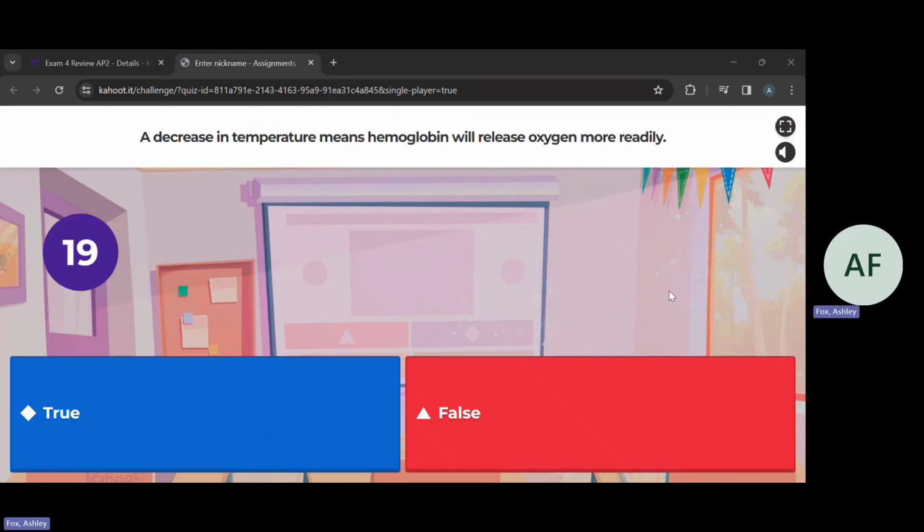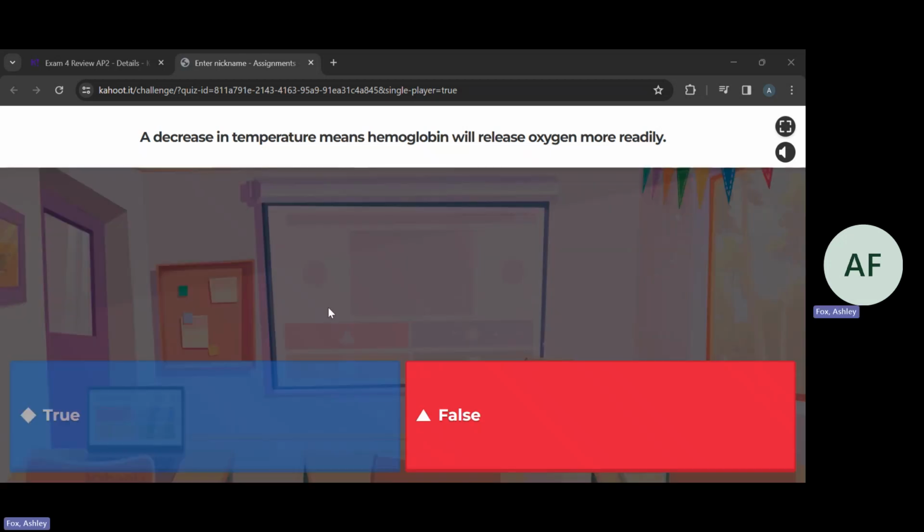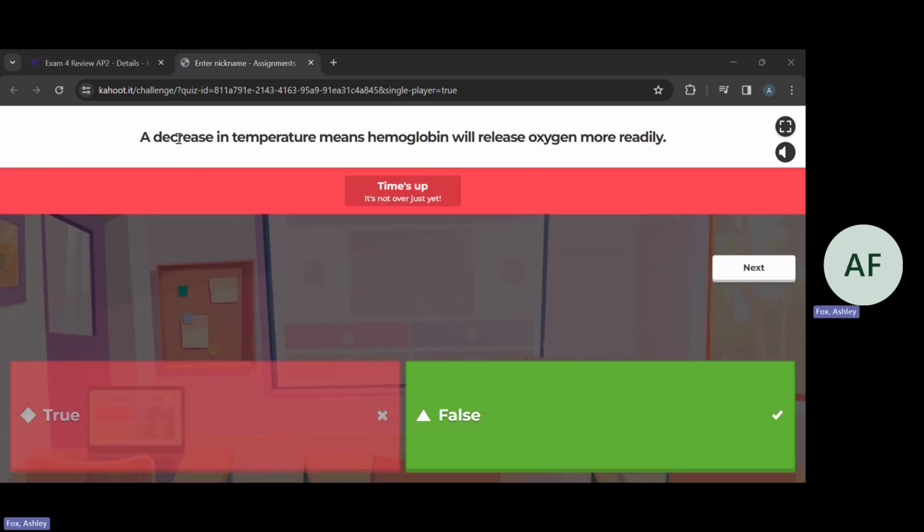A decrease in temperature means hemoglobin will release oxygen more readily. True or false? This is false. This would be true if it said an increase in temperature. Because remember, an increase in temperature means you're working your muscles more. You want hemoglobin to give up oxygen more readily because you want it in your muscles and your active tissues.